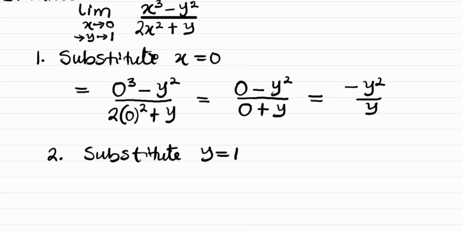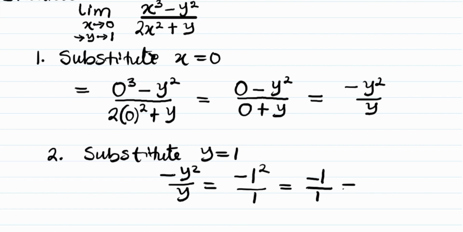If I do that, minus y squared all over y will be equal to minus 1 squared all over 1. And that's equal to minus 1 squared gives you 1, all over 1. And that's equal to minus 1. So my answer is simply minus 1. This is how we solve this question.